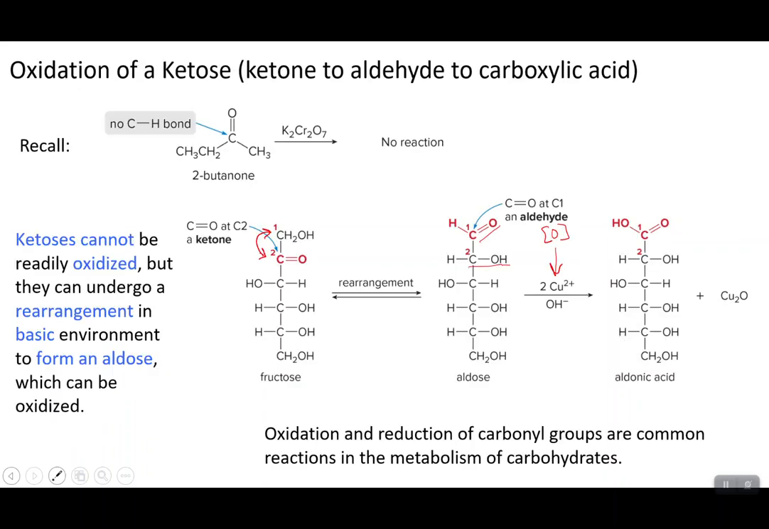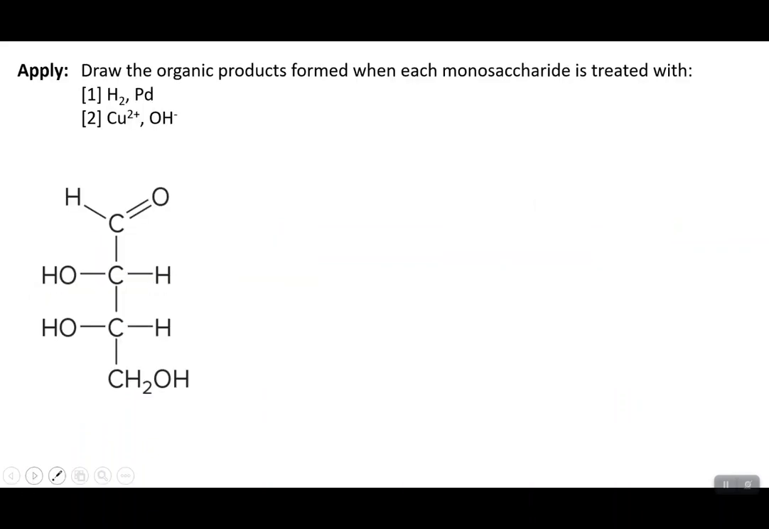We will be looking at oxidation and reduction of carbonyl groups extensively when we talk about the metabolism of carbohydrates. These are actually going to be really common reactions in metabolism. Okay, let's apply what we just learned. We're going to draw the organic products formed when each monosaccharide is treated with the following reagents.